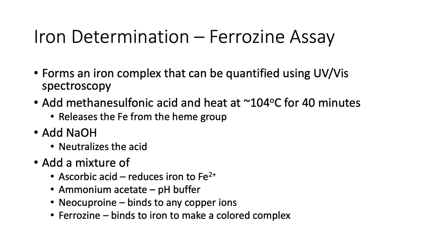Neocuproine binds to any copper ions that are in the solution, so the ferrozine ligand is not necessarily specific to iron. So if there are any copper contaminants, then it will also bind to copper. But the neocuproine is more specific for copper, so it will bind to the copper ions and make sure that it does not contaminate your assay. And then, of course, the ferrozine binds to the iron to make the colored complex that we are going to measure.